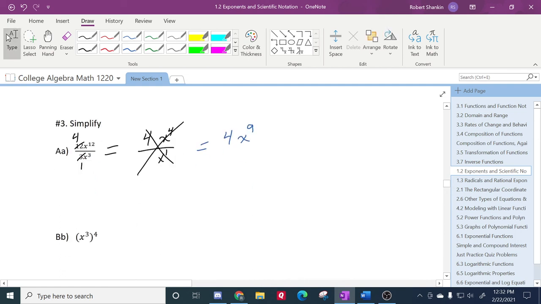And do part B. 20 seconds more. Okay, the rule here is when it's one power raised to yet another power, power to a power, we multiply, and we get x to the 12th power.